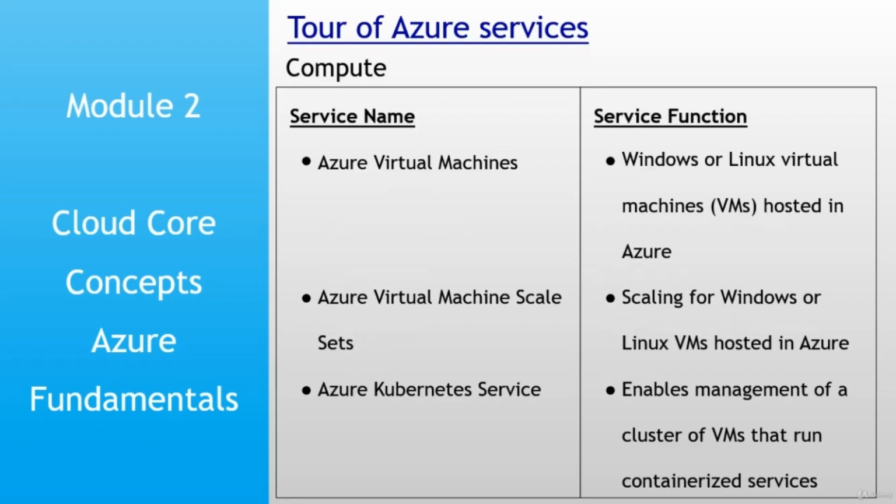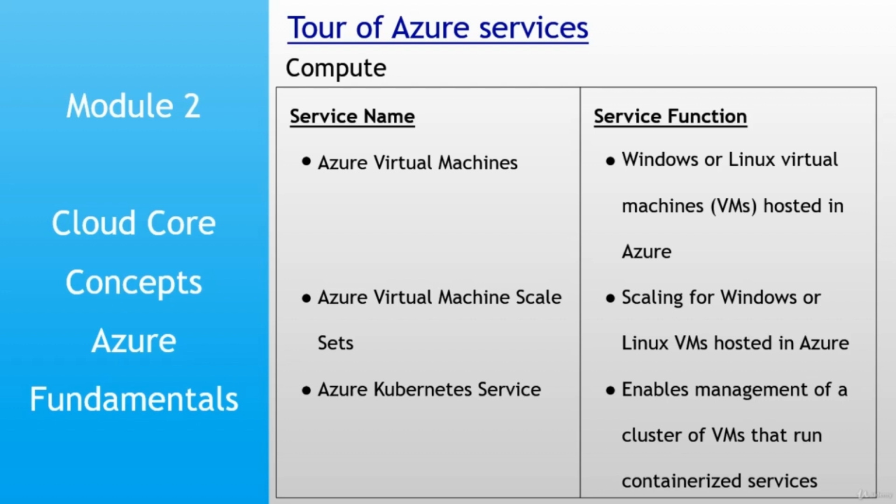Compute services are often one of the primary reasons why companies move to the Azure platform. Azure provides a range of options for hosting applications and services. Here are some examples of compute services in Azure. Azure Virtual Machines can be used to create Windows or Linux virtual machines hosted in Azure. Azure Virtual Machine Scale Sets can be used for scaling of Windows or Linux virtual machines hosted in Azure.